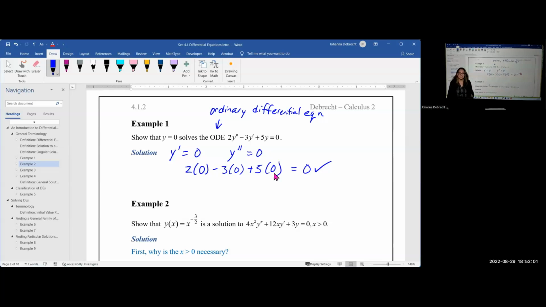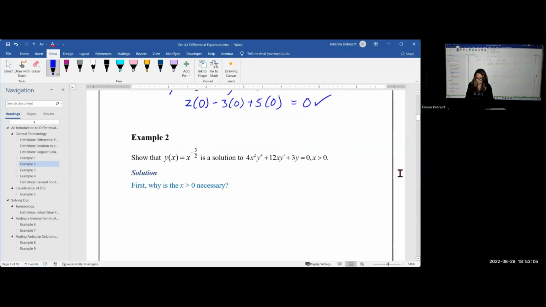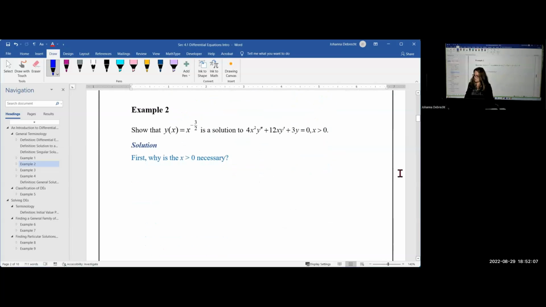So we don't know whether it's x or t. Let's take a look now at the next example, which is example 2. In example 2, we want to show that y of x equal to x to the negative 3/2 is a solution to this differential equation, 4x squared y double prime plus 12x y prime plus 3y equals 0, provided that x is strictly positive.